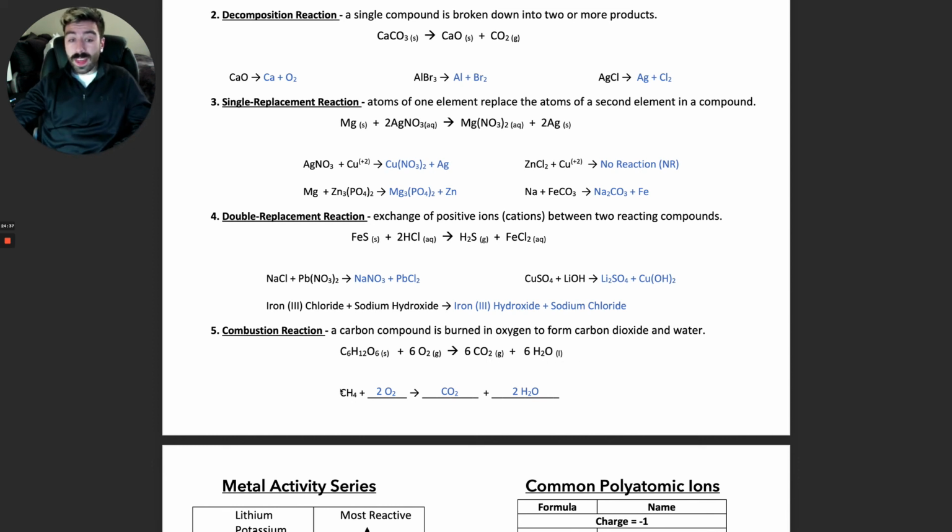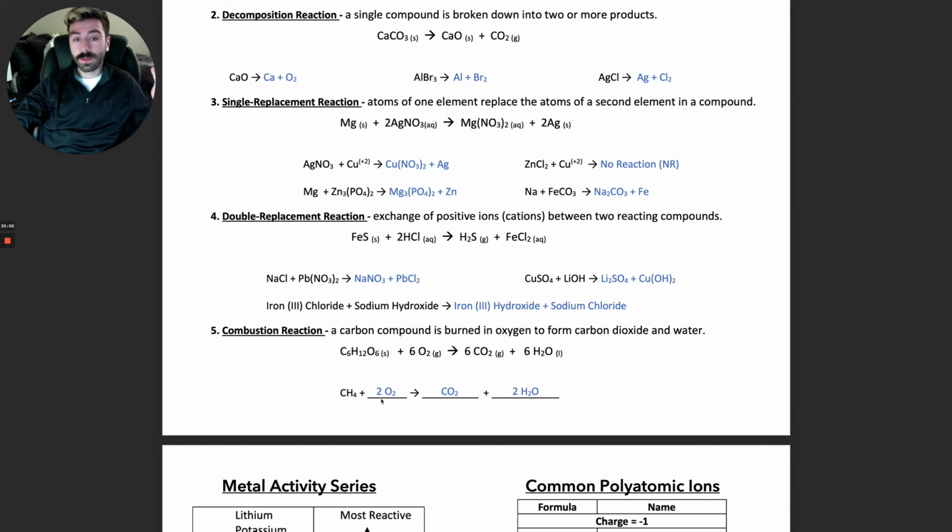Here we have methane, CH4. This is actually what was in your hands when I lit them on fire on Halloween. And this is a carbon compound. It's got carbon in it. And so methane reacts with oxygen gas to produce carbon dioxide and water.